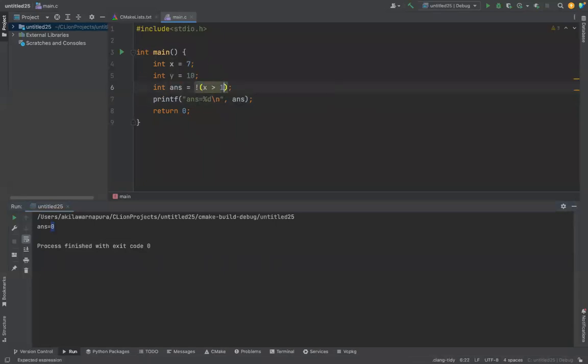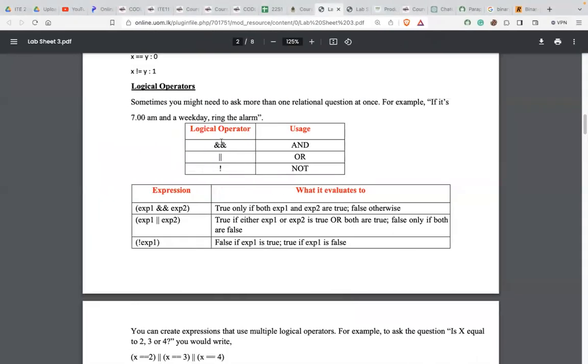Okay, let's say it is greater than 10. X greater than 10. X is 7, greater than 10? The condition is false because it is 7. It is not greater than 10. Here within the bracket the condition is false. False means 0. So the not operator gives you the opposite of that one. The opposite of 0, which means false, is true. True means the output is 1.